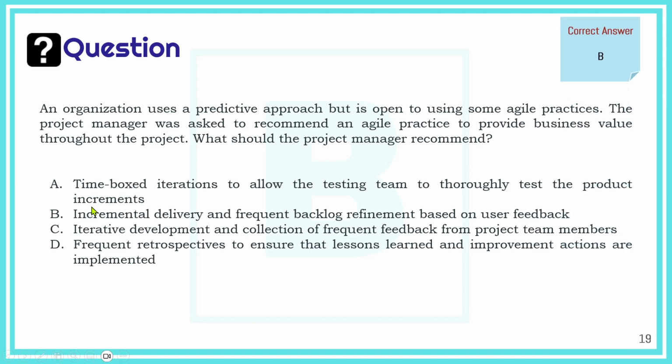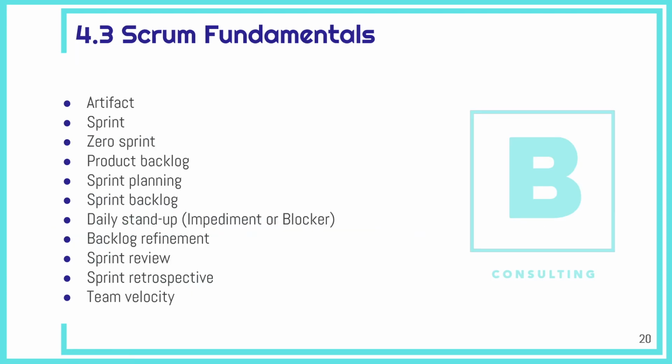So the best approach the project manager can recommend here is to use incremental delivery, like building the product incrementally, and have frequent backlog refinement in order to capture the feedback and make improvements. So here, through the frequent delivery, we will have frequent delivery of business value because each increment represents business value. Okay, so this was it.